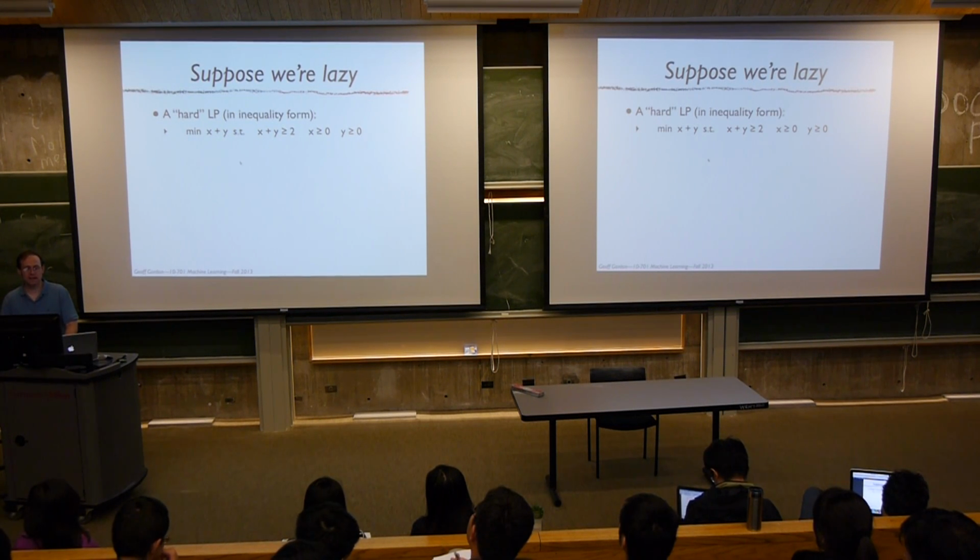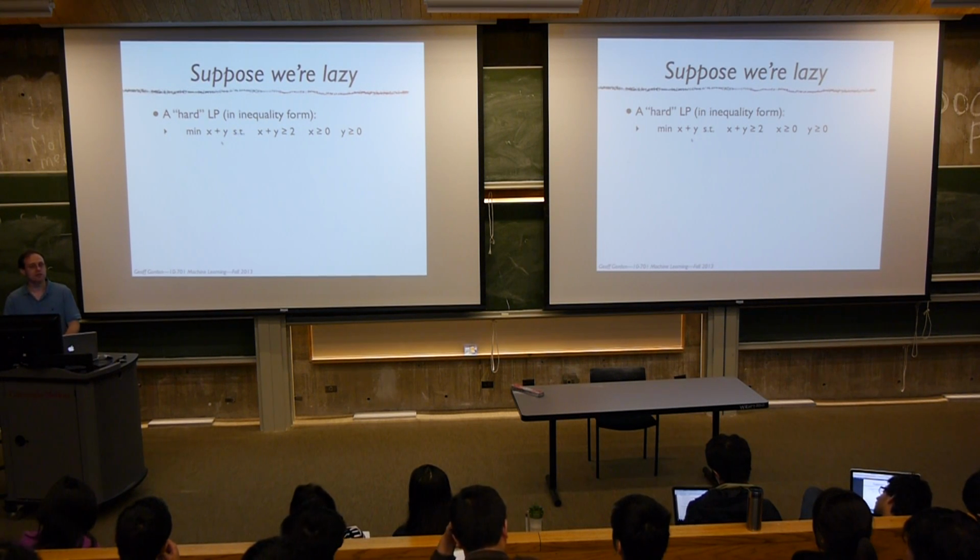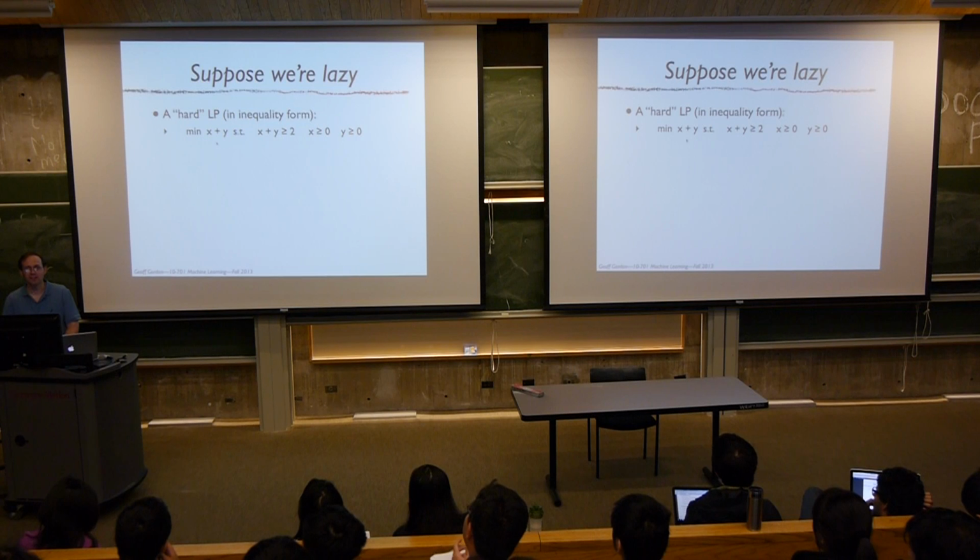Let's say that I pick x is 2 and y is 2. So that's feasible: x plus y is 4, and they're both bigger than 0. It has an objective value of 2 plus 2, which is 4. How good is this solution? You guys know, because you can probably solve this thing in your head.